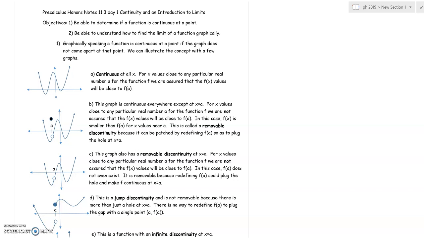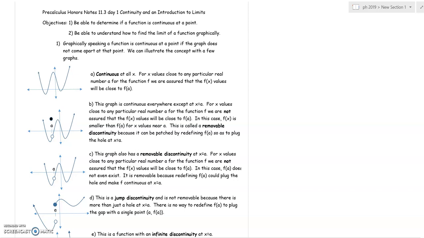I know we've talked about continuity in chapter 2, so let's just review. Graphically speaking, a function is continuous at a point if the graph does not come apart at that point. We can illustrate that concept with a few graphs. If you take a look at this first graph, notice that it's continuous at all x, because for x values close to any particular real number a for the function f, we are assured that the f of x values will be close to f of a. Notice there are no breaks in that graph.